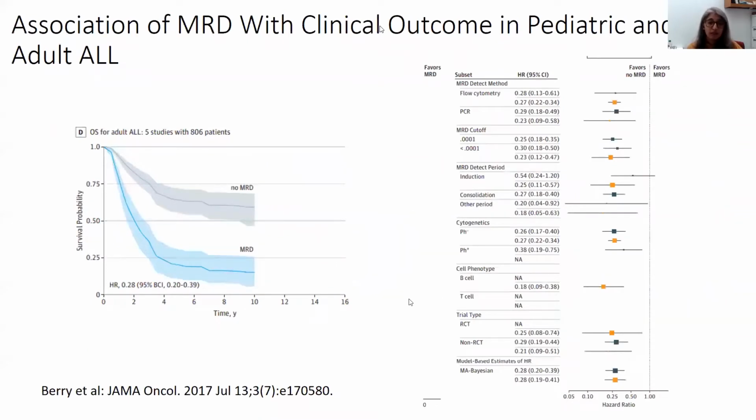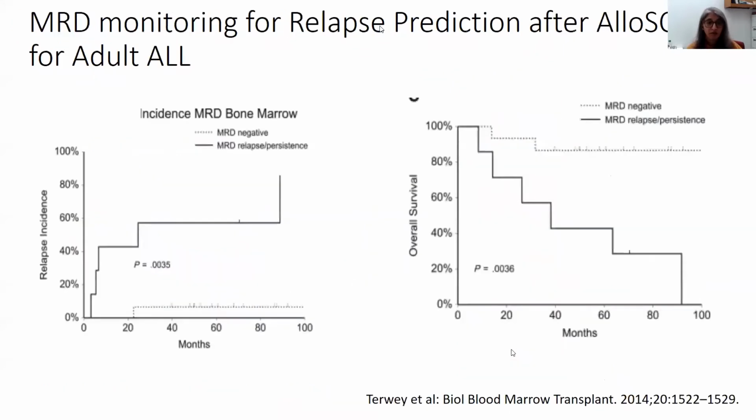This was again demonstrated by the CIBMTR analysis of 806 patients. Patients with a negative MRD have an overall survival going out to 10 years of over 50 to 60%, versus about 10% for those who are MRD positive. And this is irrespective of any of the other high risk features.